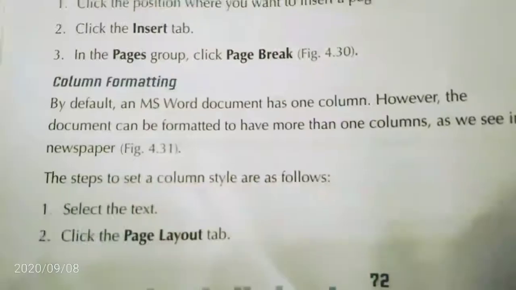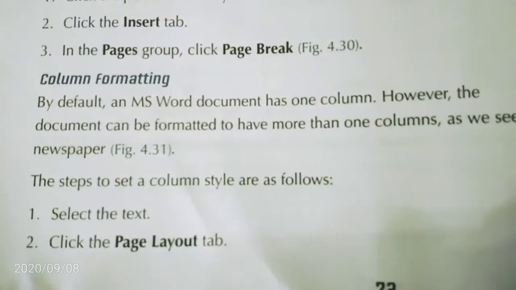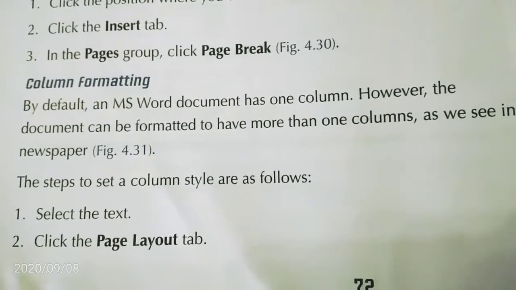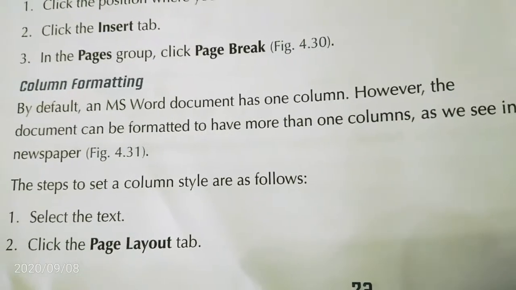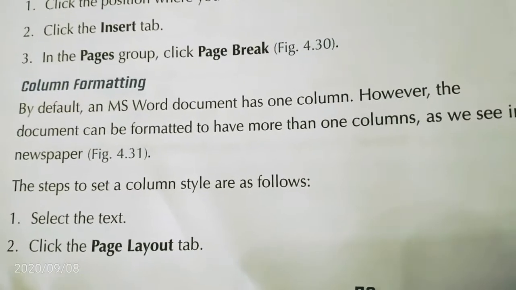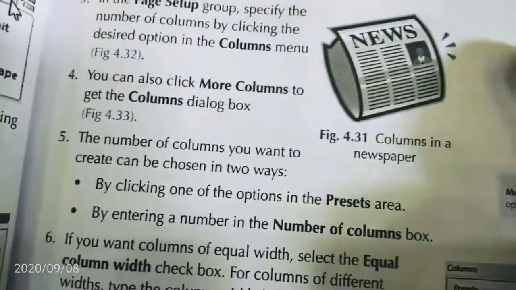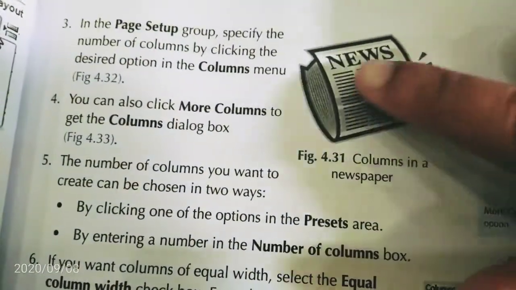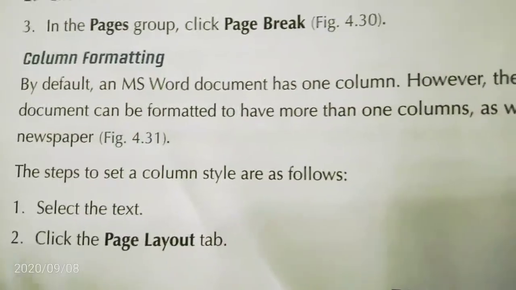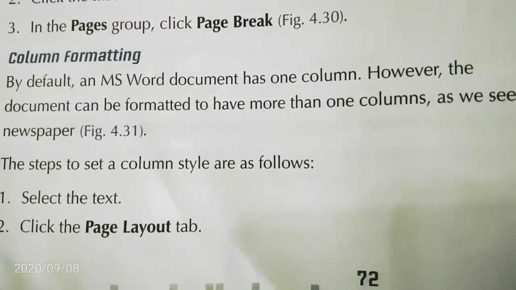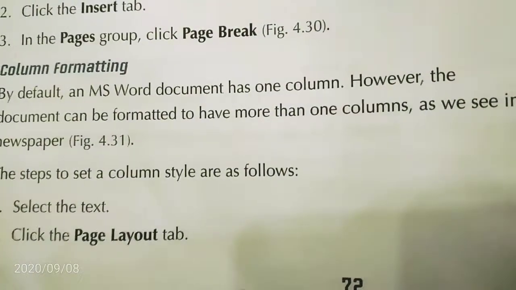Okay. Now the next topic is column formatting. Column formatting means you can divide the columns in 2, 3, 4 parts like this, like the newspaper. You have seen the newspaper. See, in the newspaper there are many columns. So 1, 2, 3 like this. The news is written column wise. So by default in the Word document there is only one column. You can add more columns also. See how to add columns.